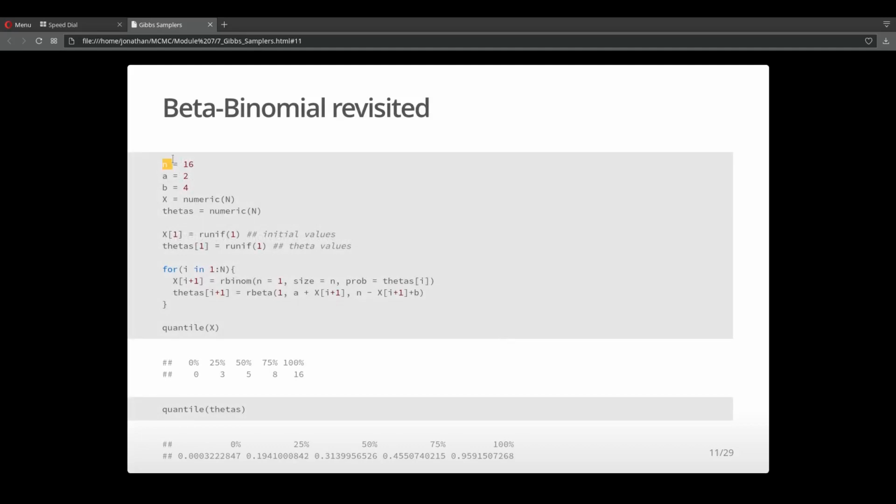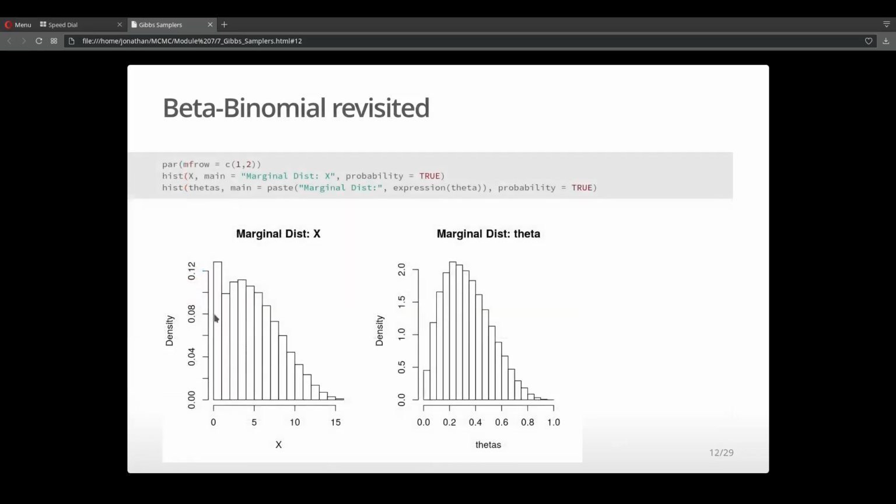Now I'm just going to set some parameters up for this problem so that I have an experiment to run, and I start my for loop. Just like I said, we're going to sample for x, and then we're going to sample for theta. And we're going to do this a bunch of times. Then, just to see what results we get, I computed the quantiles for each distribution. And then we can visualize the marginal conditional distributions for each.